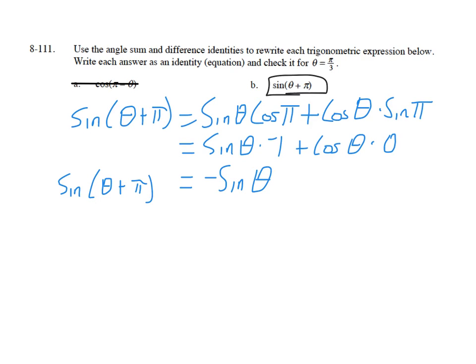And welcome back. The sine of pi plus theta is equal to the sine of the first angle times the cosine of the second plus the cosine of the first times the sine of the second. Look up on the unit circle. Cosine of pi, that's -1. The sine of pi is 0. We know that 0 times anything is 0. So we just end up with a negative sine theta.